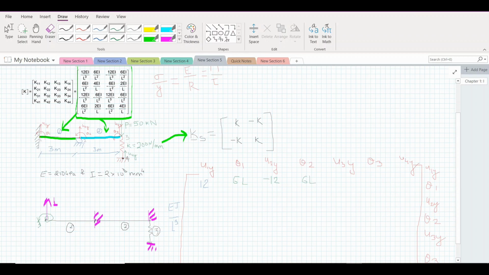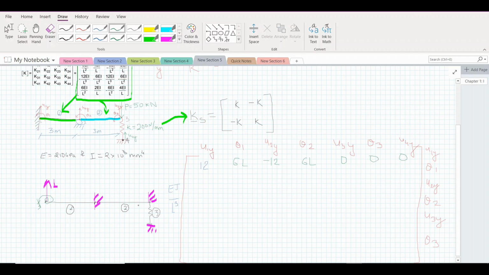Now from here to here, at the degrees of freedom U3y, theta 3 and U4y, there won't be any force transfer, as every reaction to this action will occur at this point, and this point will have nothing to be loaded. Therefore we will have these three values as 0.